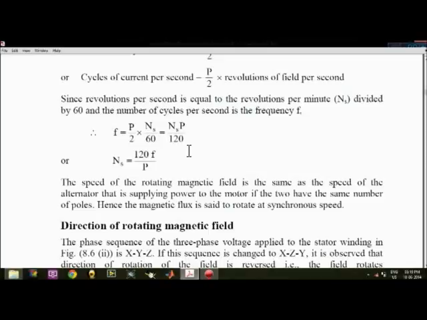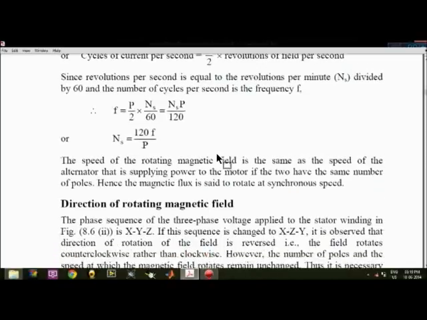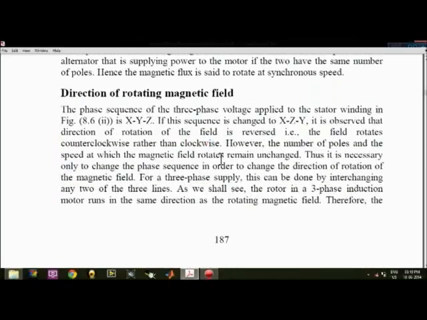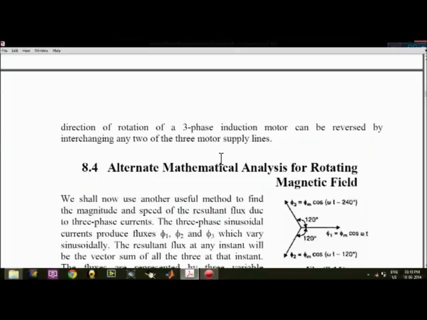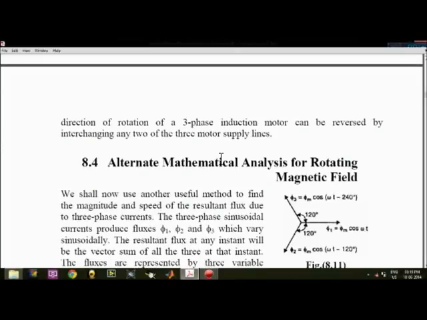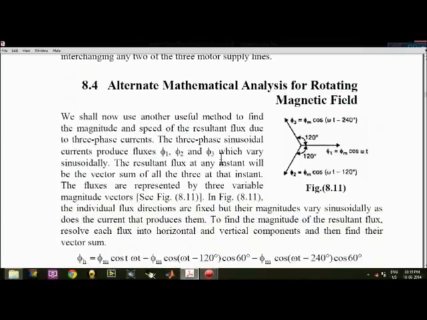So the speed of the rotating magnetic field is the same as the speed of the alternator that is supplying power to the motor, if the two have the same number of poles. Hence the magnetic flux is said to rotate at a synchronous speed. So this is the synchronous speed at which the induction motor moves. Now there is the direction of the rotating field. There are several theories regarding this direction of the rotating field. This can be reversed. The direction can be reversed by interchanging any two of the supply lines.